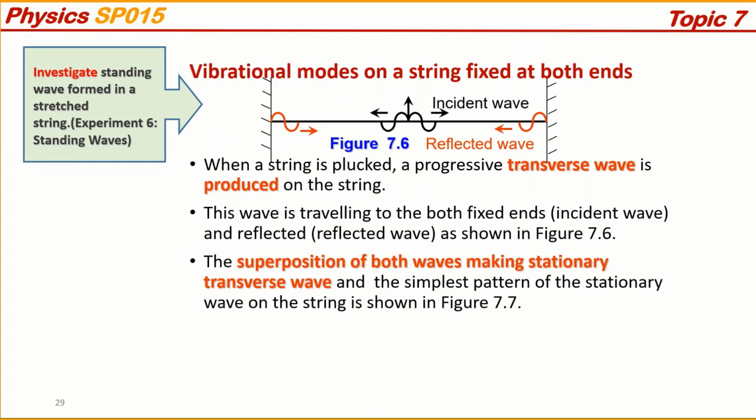Vibrational modes on a string fixed at both ends. When a string is plucked, a progressive transverse wave is produced on the string. This wave travels to both fixed ends, giving an incident wave and a reflected wave as shown in the figure. The superposition of both waves makes a stationary transverse wave, and the simplest pattern of the stationary wave on the string is shown in the figure.